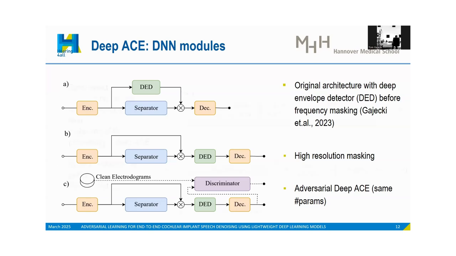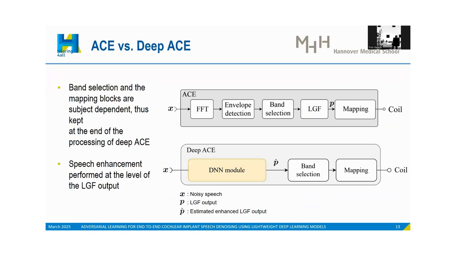In this slide, I just point out the main differences between the ACE sound coding strategy, the clinical sound coding strategy, and deep ACE. As you can see, the DNN module in deep ACE will estimate the clean LGF outputs, let's say. Then these will be fed into the band selection and finally to the mapping.